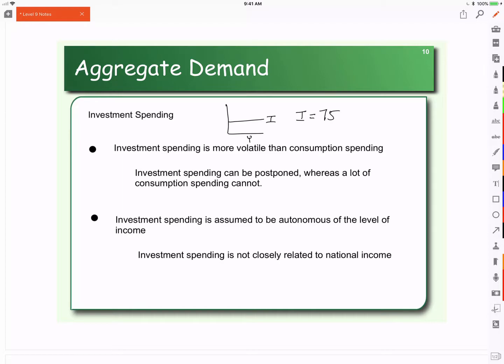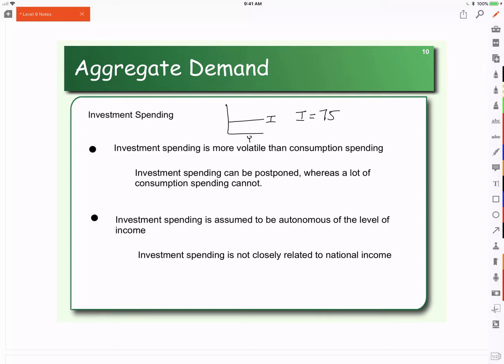So when do businesses do this? When do businesses buy additional locations and additional machines? Well, they do this not so much based on the current income, but on what they expect to happen. And so investment spending is independent of the current income level.